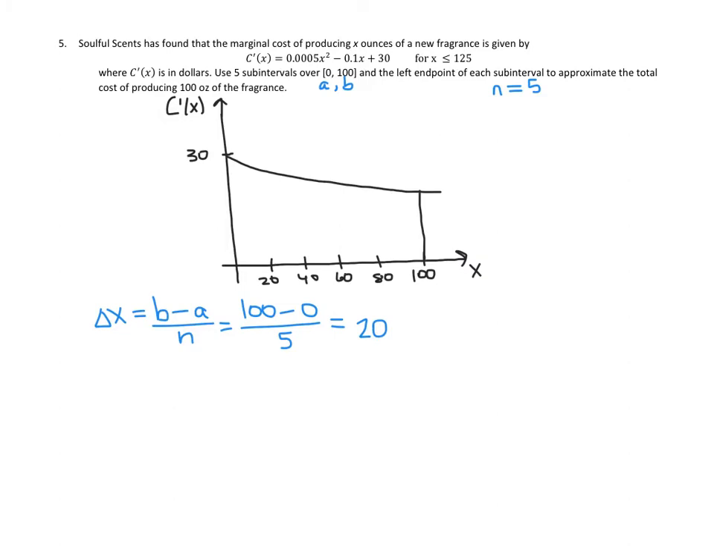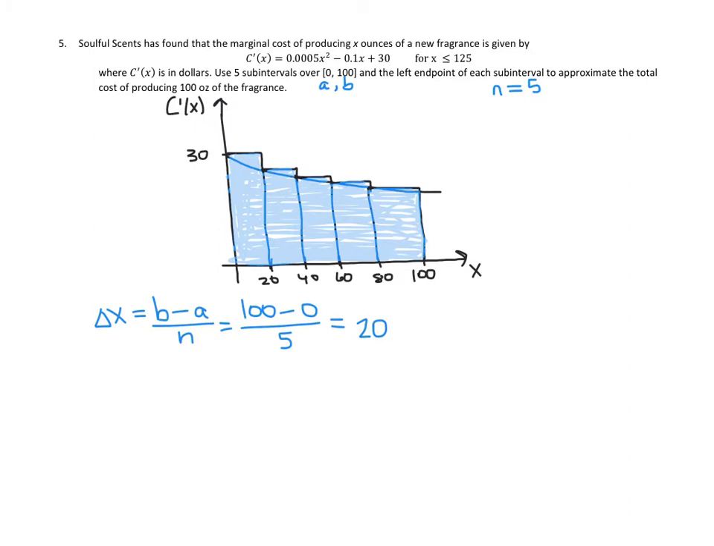Next, I'm going to draw each of those rectangles to get a visualization of what we're doing here. Each rectangle has a width of 20, and there's a total of 5 of them: 1, 2, 3, 4, and then our 5th one there. We're using the left endpoint of each subinterval, so we use the left side of each rectangle. Here is our first rectangle using the left side. There's the second one using the left side, so our function value at 20 is the height of the second rectangle. Then the third rectangle, the fourth, and the 5th.